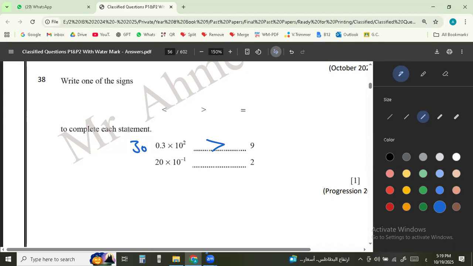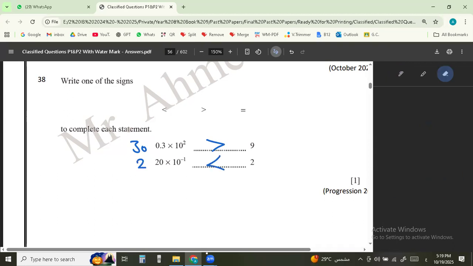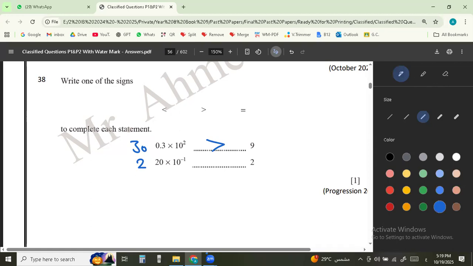But multiplying by 10 to the power of -1 is as if you're dividing by 10 to the power of 1, which is going to be 2. It is definitely less. Oh, they are equal. Here I got a 2, so they are equal. It is not a 9 anymore. I just divided by 10 to the power of 1, which is just 2. They are equal.